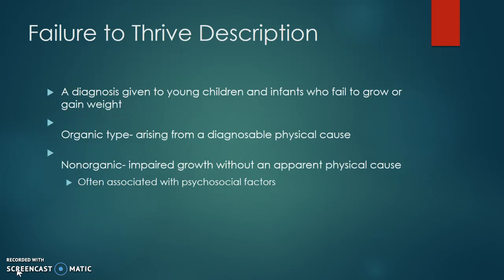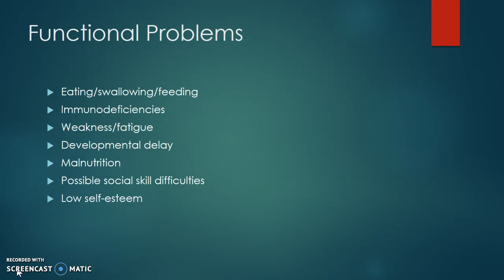So, failure to thrive is a diagnosis given to young children and infants who fail to grow or gain weight. There are two different types. The organic type is arising from a diagnosable physical cause, and the non-organic type is impaired growth without an apparent physical cause, often associated with psychosocial factors.